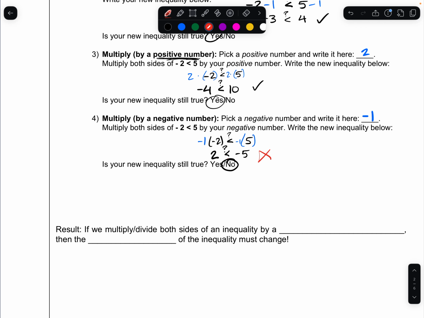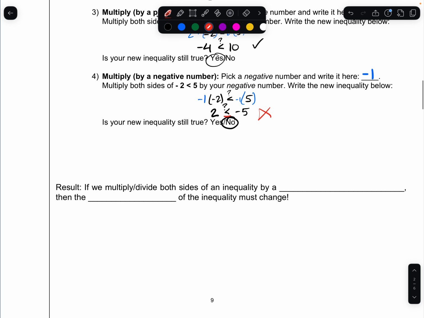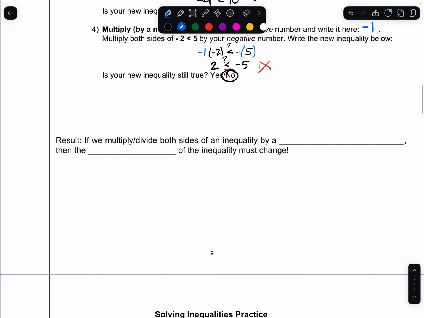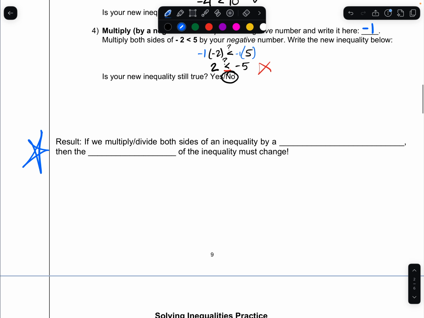What will end up happening is, since this is always going to be false, this inequality is always facing the wrong direction when you multiply both sides of that inequality by a negative. So it's an easy fix. This is our result. This is really important. Write this in a note card when we take our test.